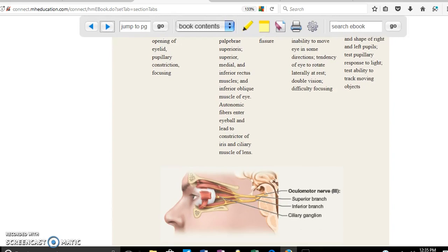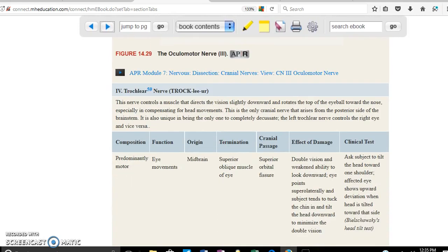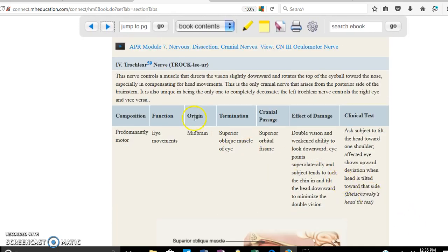But that's not the only nerve that is going to help you move your eyes, because you have another one, the trochlear, which is cranial nerve number 4, that is also going to help you move the eyes as well. So it's also considered predominantly motor.